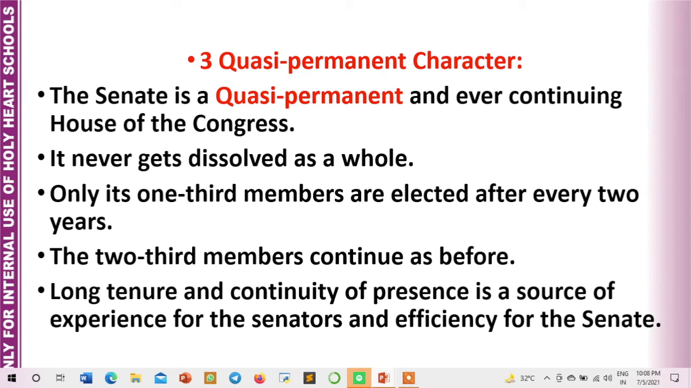Like in the Indian Rajya Sabha, the Rajya Sabha also never dissolves as a whole body. One third of its members retire after every 2 years. In the same way, only one third of its members are elected after every 2 years. The two-thirds members continue as before. Obviously, when one third retire, the remaining two-thirds continue. So long tenure and continuity of presence is a source of experience for the senators and efficiency for the Senate.